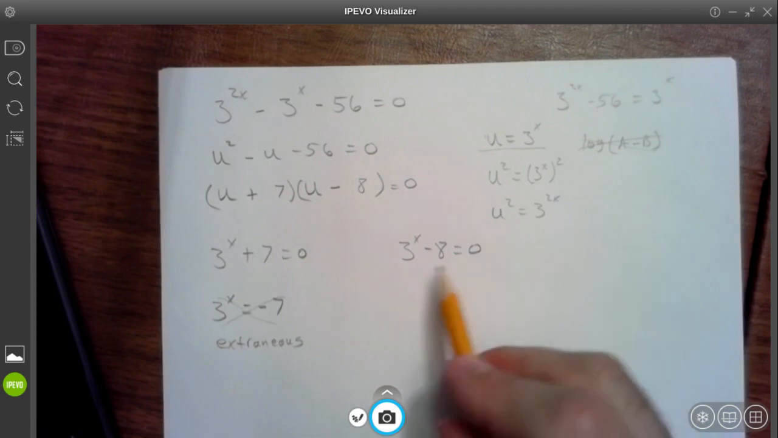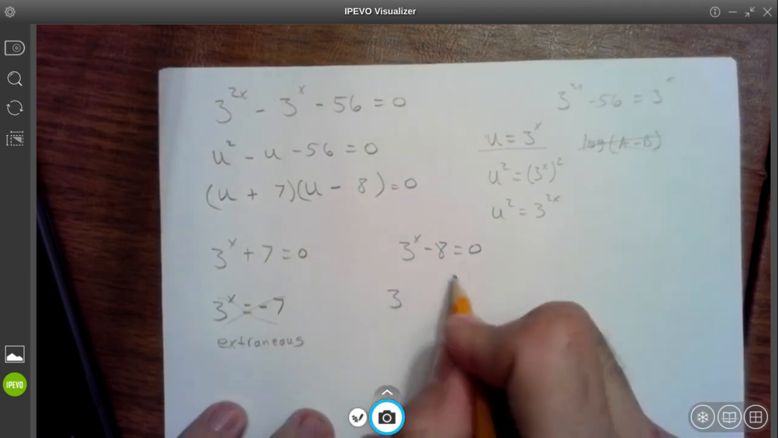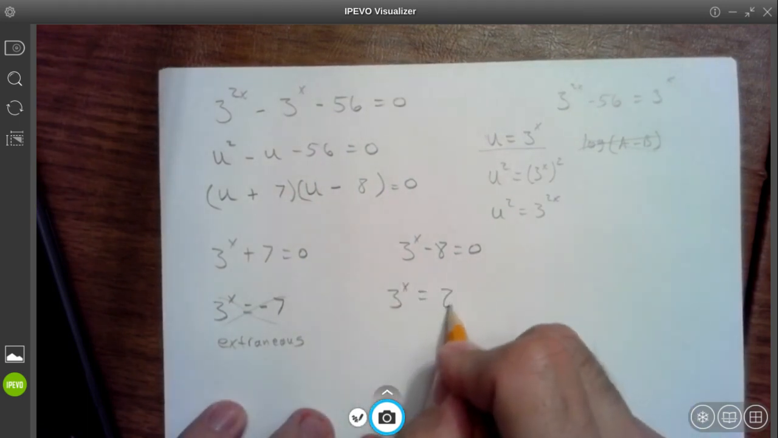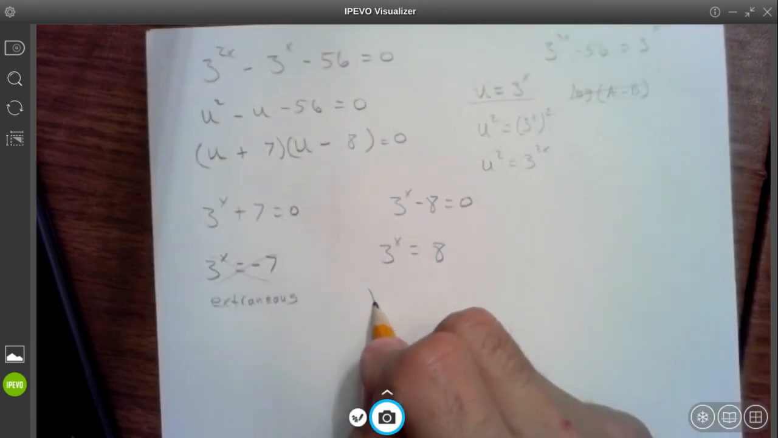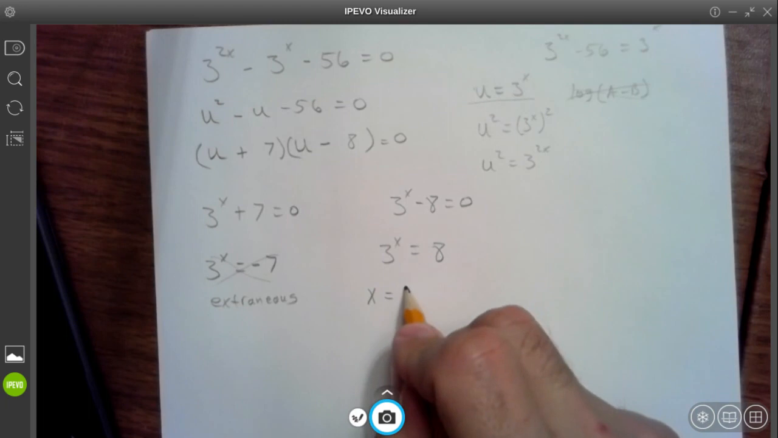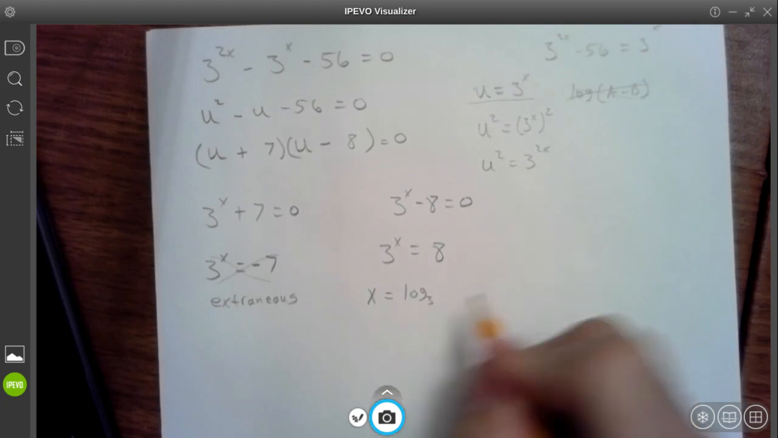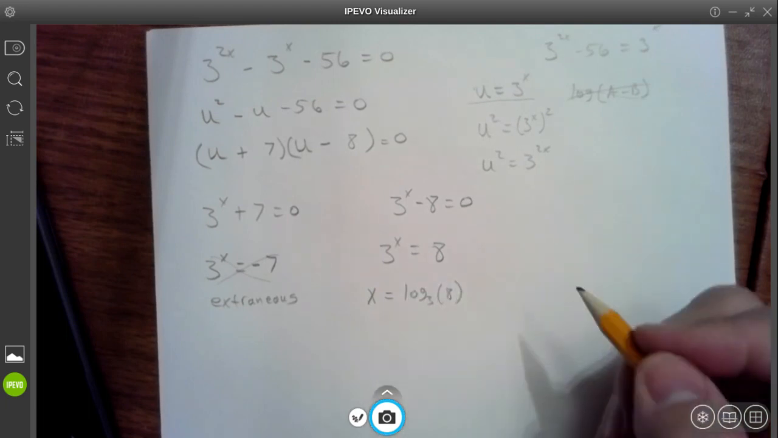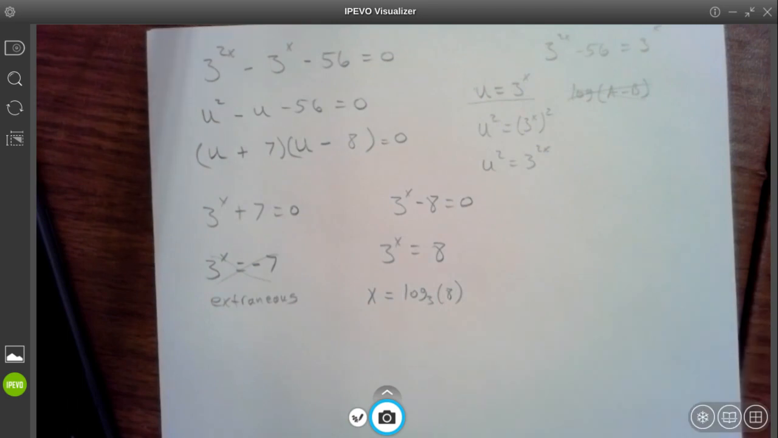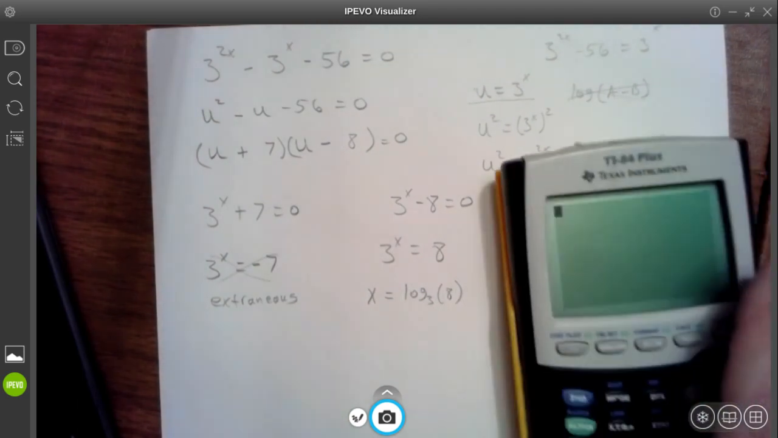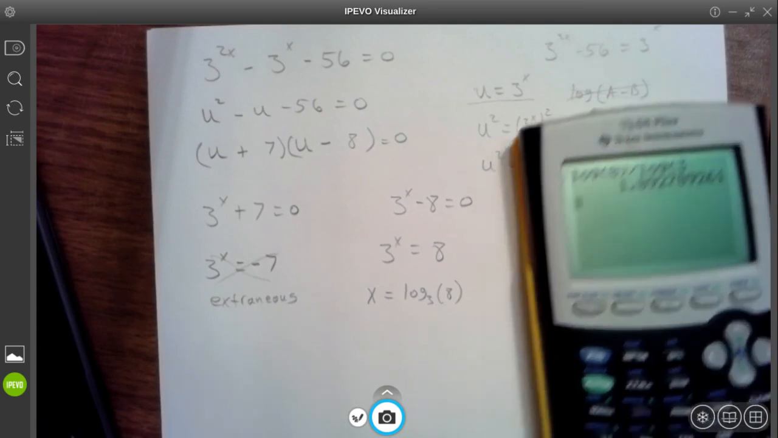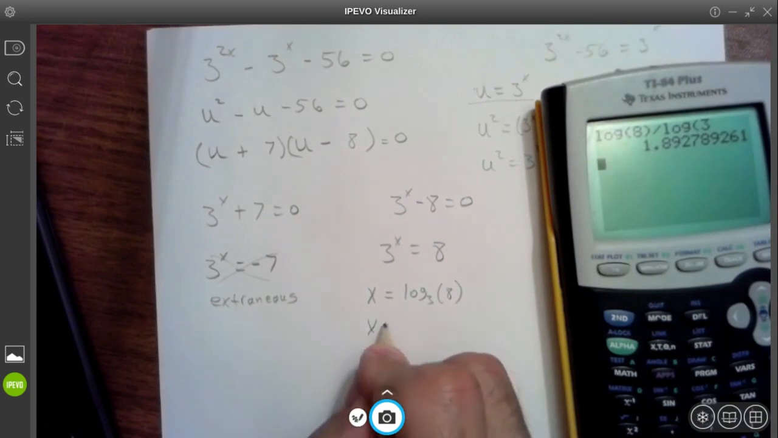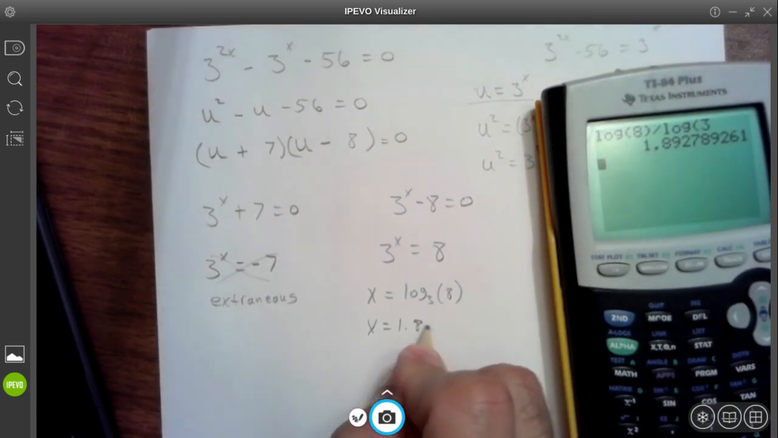This one, add 8 to both sides. Do log base 3 for both sides, and you're going to get x equals log base 3 of 8. Let's see what this is. It's going to be log 8 divided by log 3, 1.8927. That's going to be our answer.